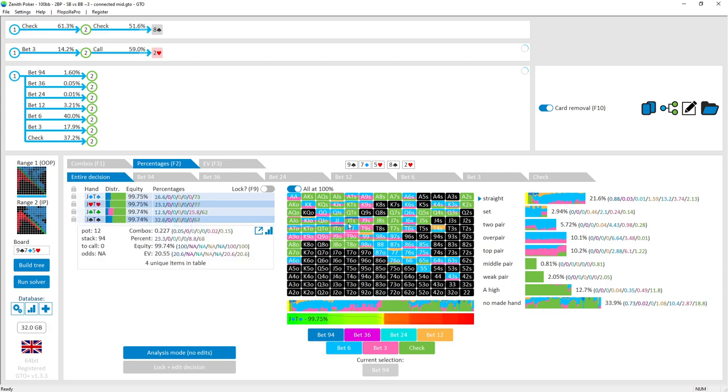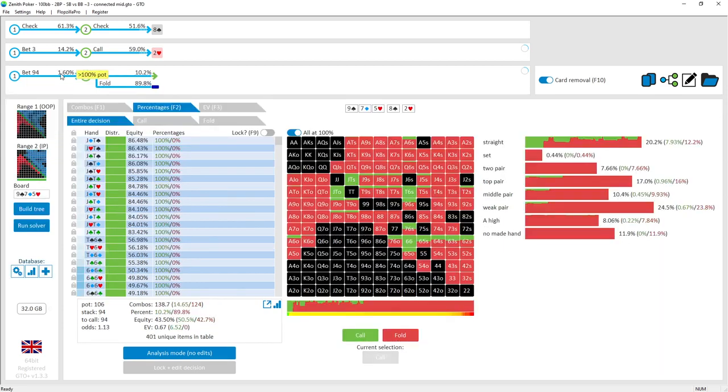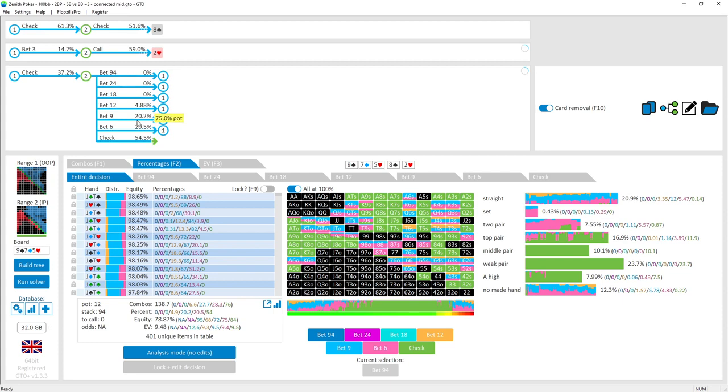Like this jack-10, it just rips it for 8 times the pot. So yeah, don't be afraid to do that, or go for like the check-jam.